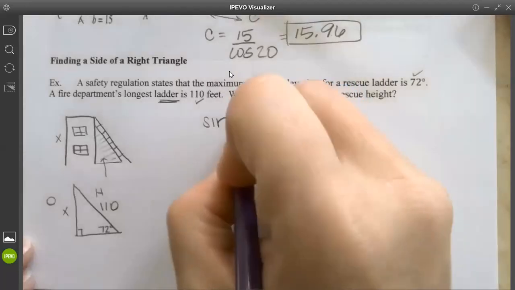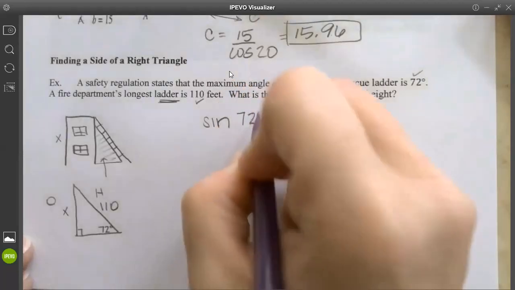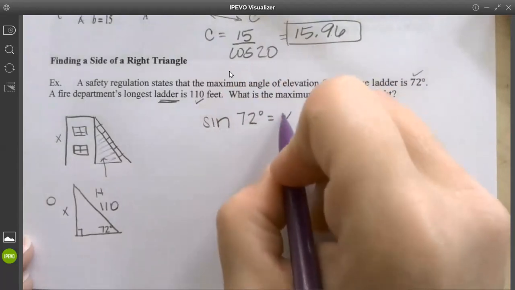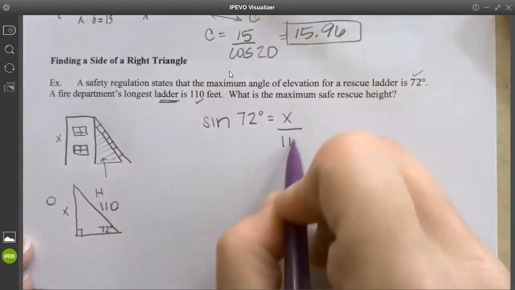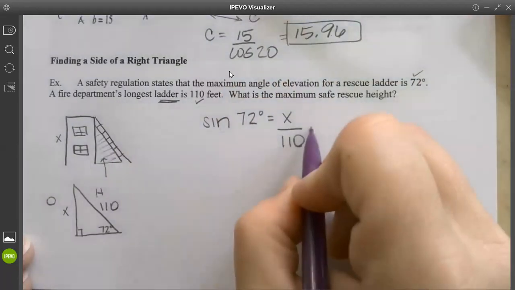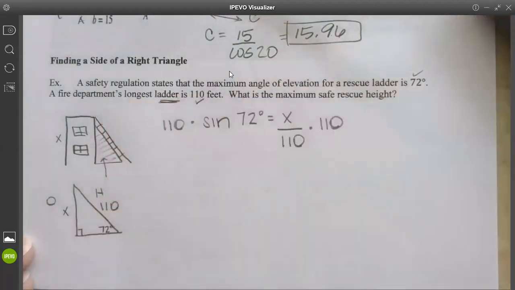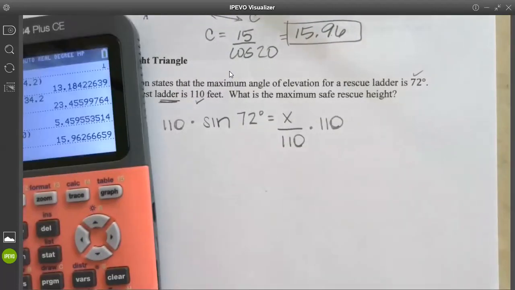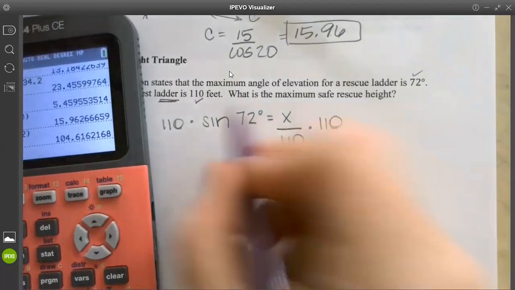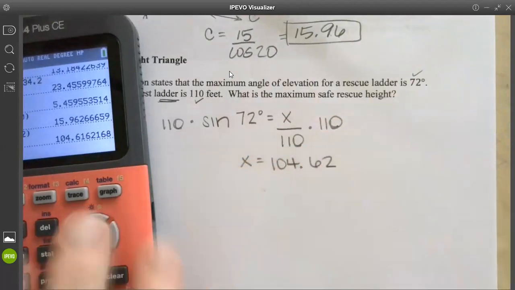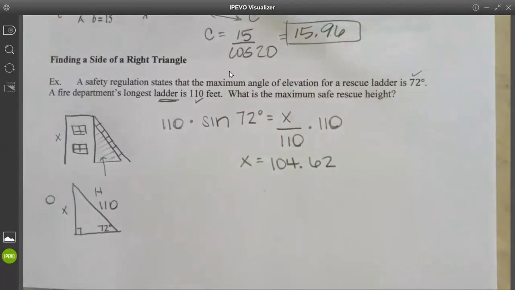All right, what degree? Sine 72 equals opposite, x, over hypotenuse. How do we solve it? Don't switch it. Just multiply. Yep, just multiply. 110 sine 72. Make sure you're in degree mode. You get 104.50. That's it. So draw it out, then figure out what trig function, and then solve it.